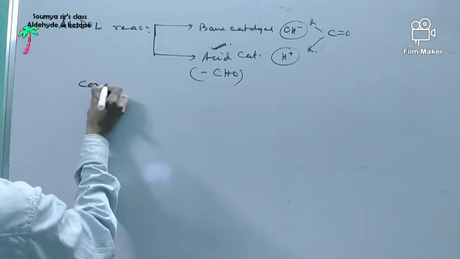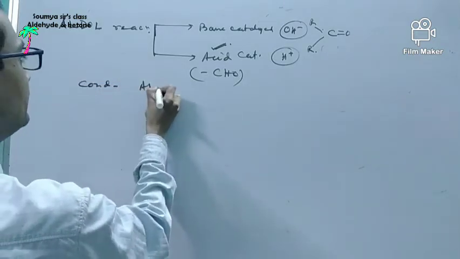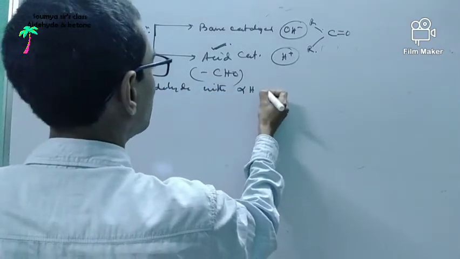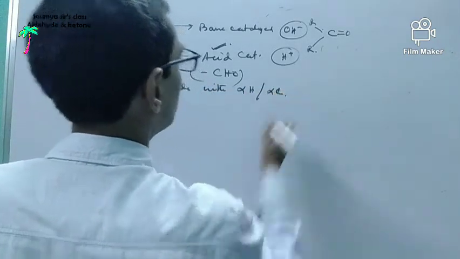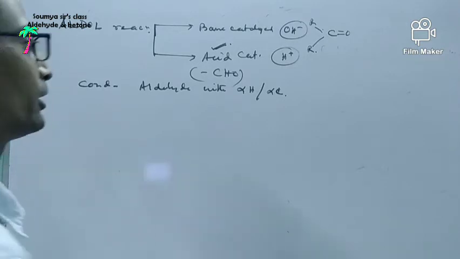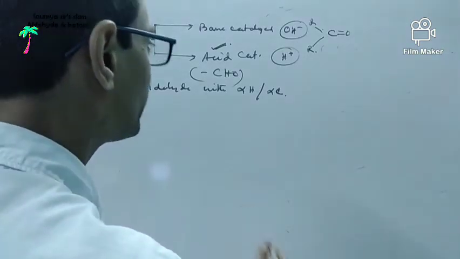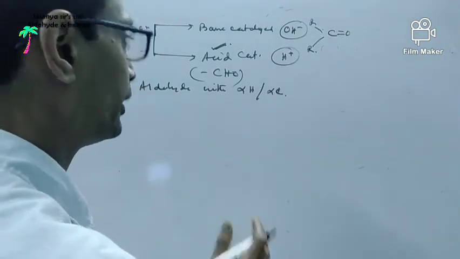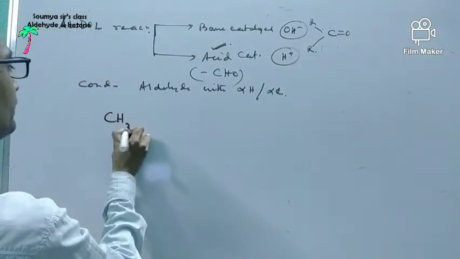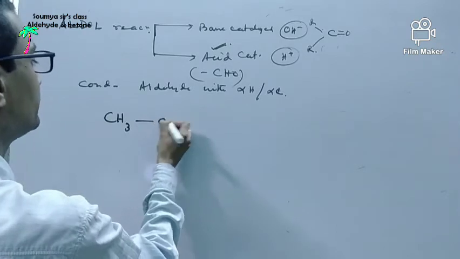First condition is aldehyde with alpha H or alpha C. Previous one was no alpha H and no alpha C. Here is the main difference between Cannizzaro and aldol. The aldehyde must contain alpha hydrogen. Now, in case of, let's say, CH3 CHO.